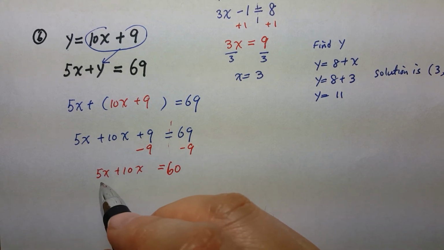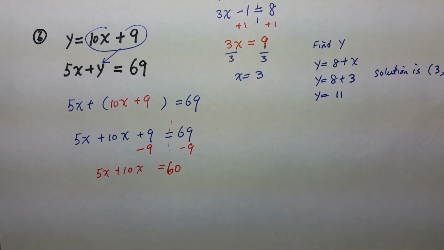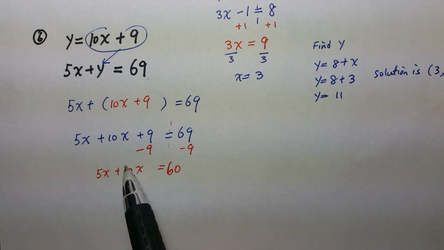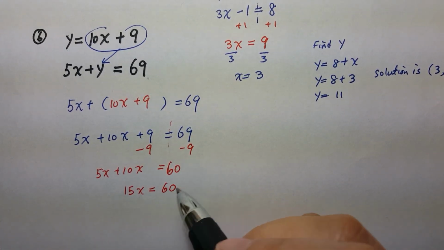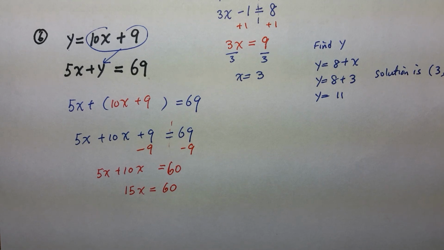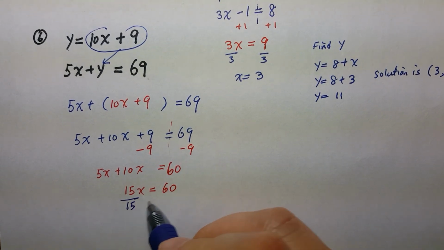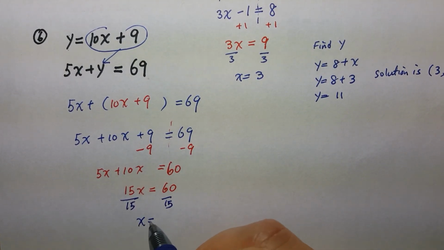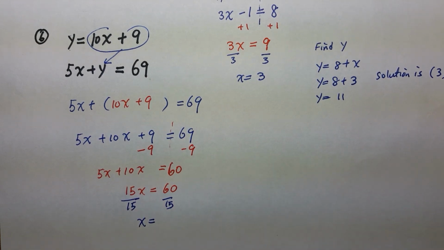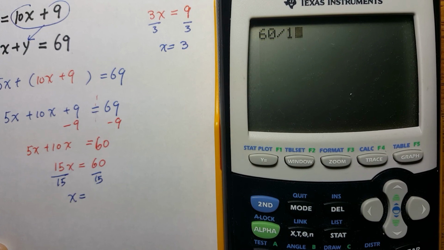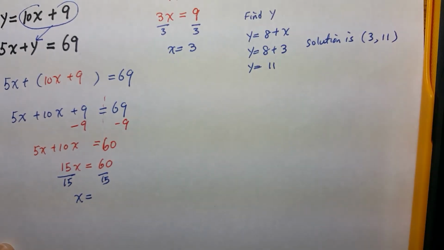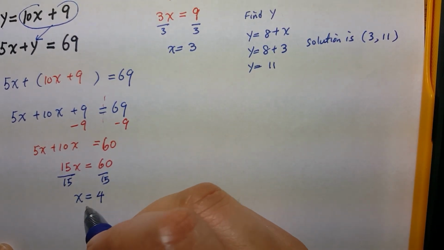So now we're going to do 5x plus 10x. So we add the numbers, 5 plus 10 is 15. So 15x equals 60, and we're going to do division. Divided by 15, so x equals, you get 1x or x. So now you have 60 divided by 15, which is 4. So we found x equals 4.